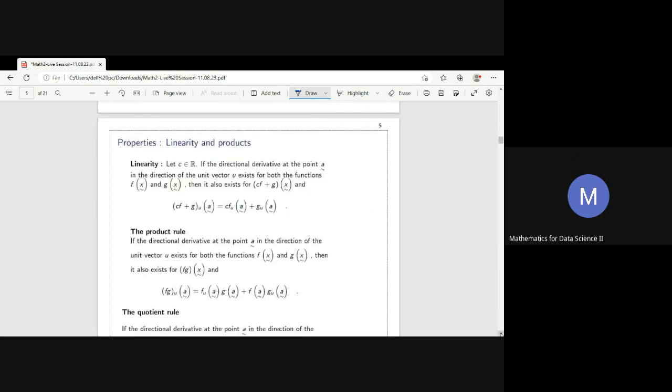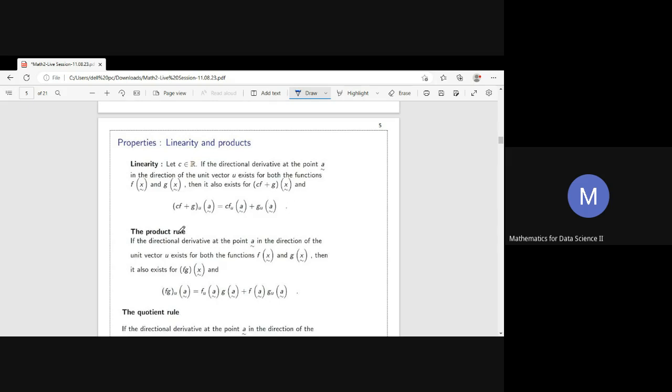So what are the properties of this directional derivative? Just like the properties of the usual derivative, the directional derivative has similar properties. Let us consider a point A tilde, and you are considering the directional derivative at the point A tilde in the direction of the unit vector u for the functions f and g. Then what happens to cf plus g? You can simply split this addition, and you get c times the derivative of f in the direction u at A tilde plus the derivative of g in the direction u at A tilde.